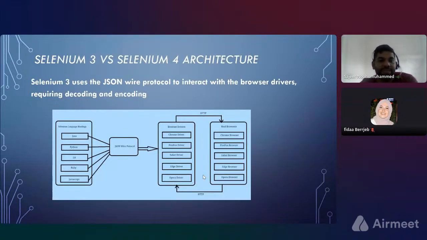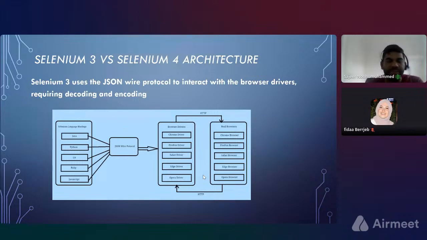So Selenium 3, until maybe we can say Selenium 3.8, interacted with the browsers using the JSON Wire Protocol. The problem is, if you're using the JSON Wire Protocol, we need to encode and decode if we want to interact with the browsers, because the browsers follow W3C standards and cannot understand this protocol. But when Selenium 3.8 came, the Selenium contributors added the W3C protocol, and we can interact directly with the browsers.